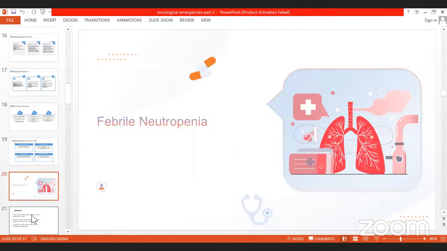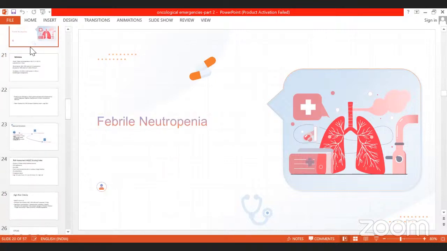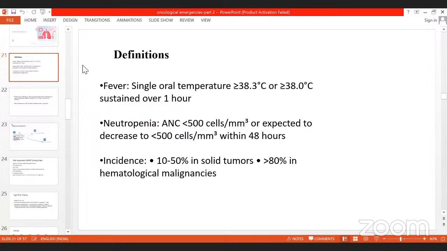So coming to the other important complication which we see regularly, the febrile neutropenia. Febrile neutropenia plays a very important part in oncological emergencies, as told, because this is the most common complication which we see regularly with cancer and chemotherapy patients. Febrile neutropenia is defined as a single temperature of more than 38.3 degrees, or more than 38 sustained for over 1 hour, and neutropenia with ANC of less than 500 or expected to decrease to less than 500 within 48 hours.